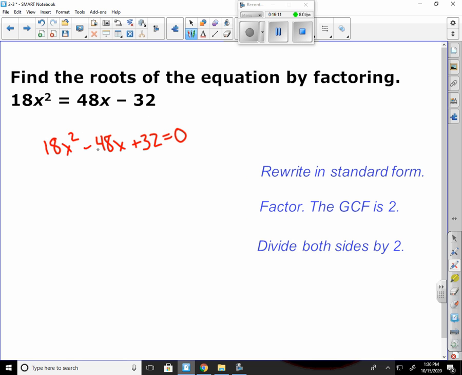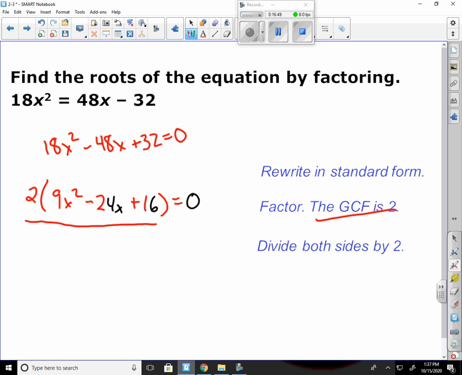And now I should see if there's anything I can pull out of each of these. As you can see here, the GCF is 2. Our greatest common factor being 2. That means I can divide each of these by 2. So I can pull a 2 out first. That gives me 9x squared minus 24x plus 16. Now once I have the 2 out in front, because it's by itself, there's no variable with it, I can just divide by 2 on both sides. That's going to cancel my 2 out. 0 divided by 2 is still 0. So it's 9x squared minus 24x plus 16 equals 0.